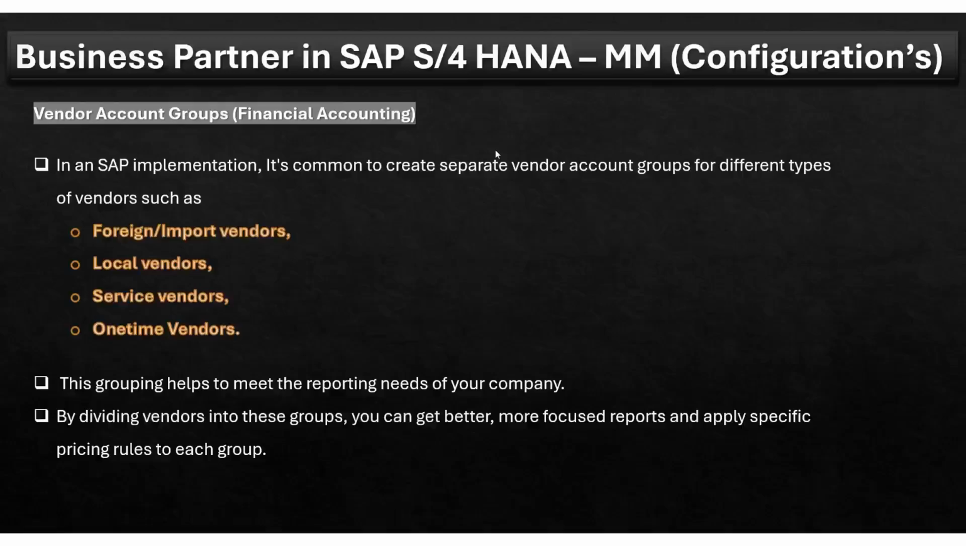For example, if you need a material urgently and your regular vendor can't deliver it on time, you might use a local or unapproved vendor for this one-time purchase. One-time vendor records are also useful for travel expenses, reimbursements, and vendors who cannot accept the company's purchase orders. This grouping helps to meet the reporting needs of your company by dividing vendors into these groups. You can get better or more focused reports and apply specific pricing rules to each.